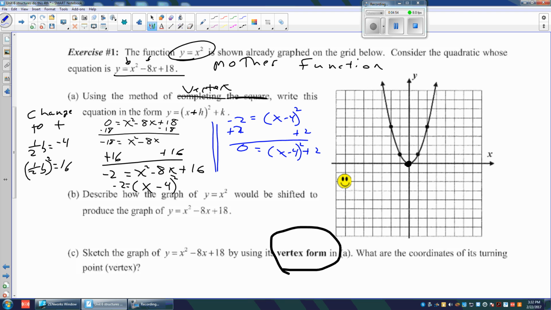Wait, I want the whole graph. I don't want to know where it intercepts the x-axis. I want the whole graph. So there's the whole graph. y equals x minus 4 quantity squared plus 2.